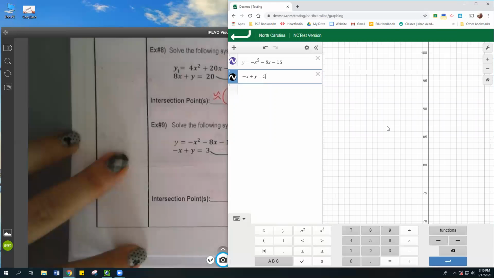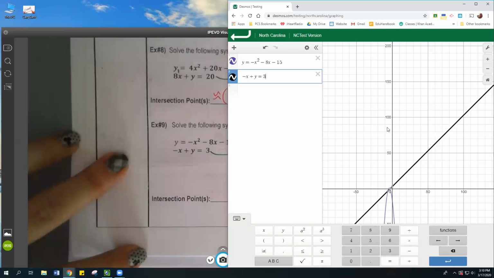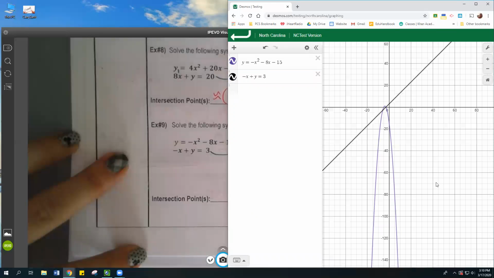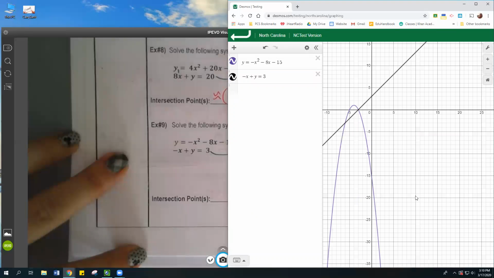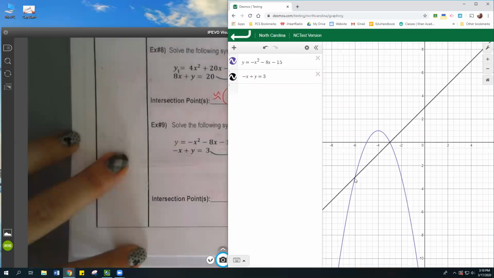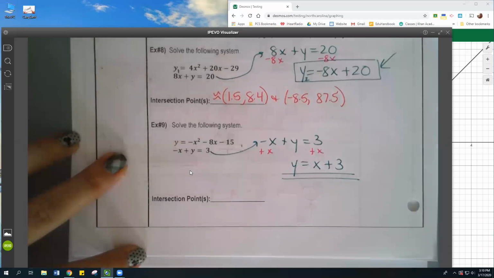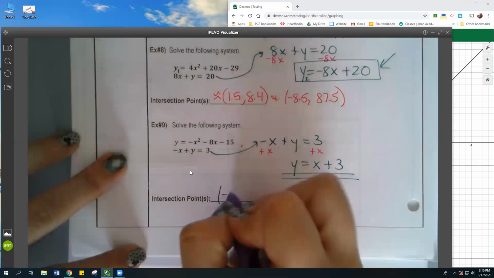All right, I can't see anything, so I need to zoom it. Here we go. All right, so I have two solutions. I have two intersection points, one right there at negative 6 comma negative 3, and one right there at negative 3 comma 0. So let me write that in there.